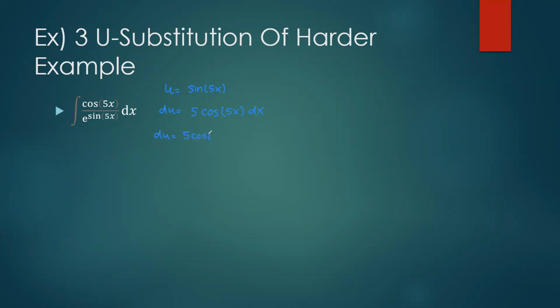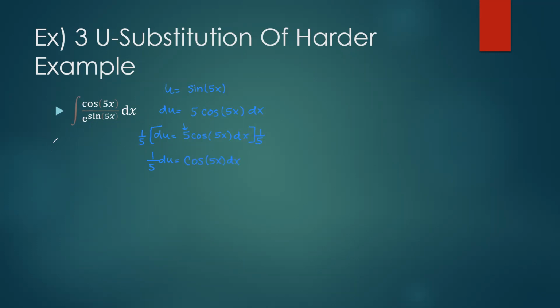Okay. So what must I get rid of, or what do we not need? Well, I don't need this extra 5, right? Because we don't have a 5 anywhere here. So I'm going to get rid of that 5 by multiplying both sides by 1/5. So on the left, it's going to be 1/5 du. And then on the right, 1/5 times 5 is cosine of 5x dx.